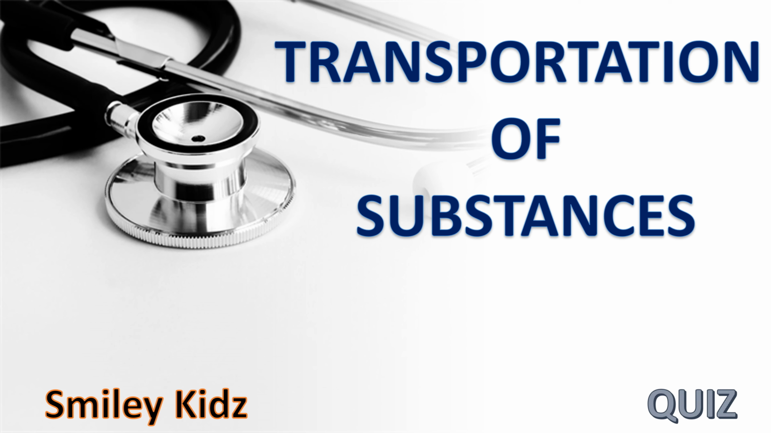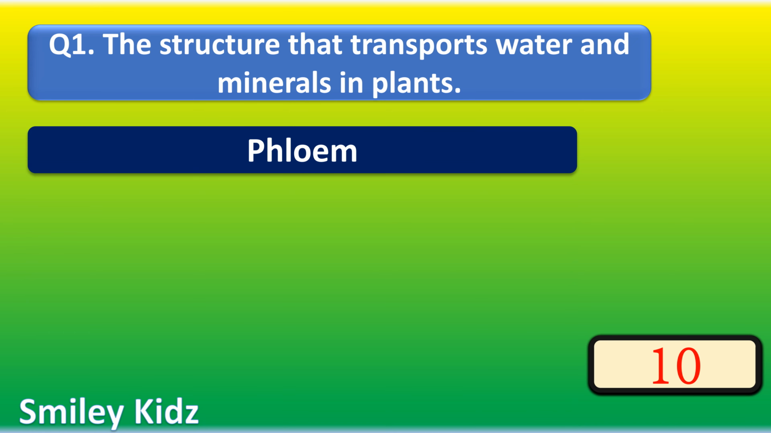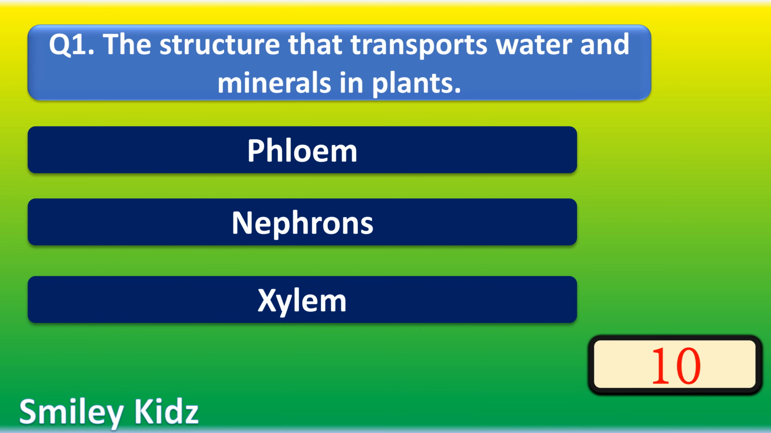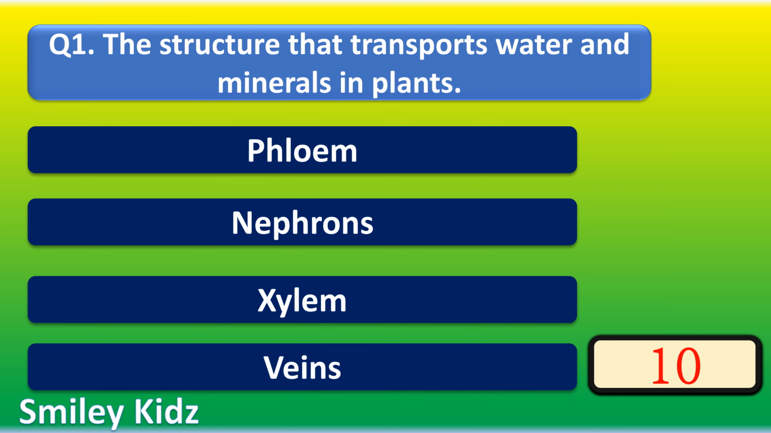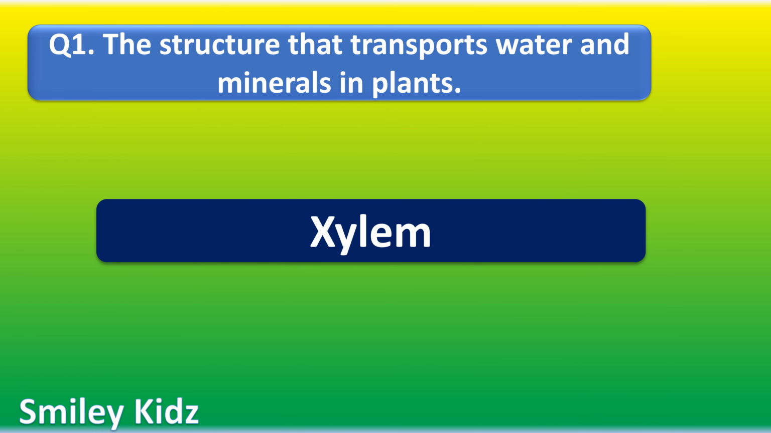Let's take a quiz on transportation of substances. Moving to question number 1. The structure that transports water and minerals in plants. Option A phloem, option B nephrons, option C xylem and option D veins. Your time starts now. Your time is up. And the right answer is xylem. The structure that transports water and minerals in plants is xylem.